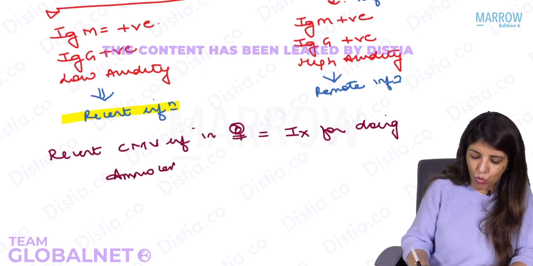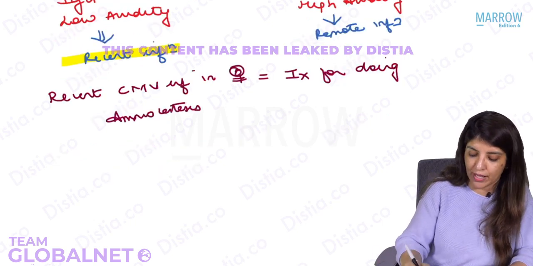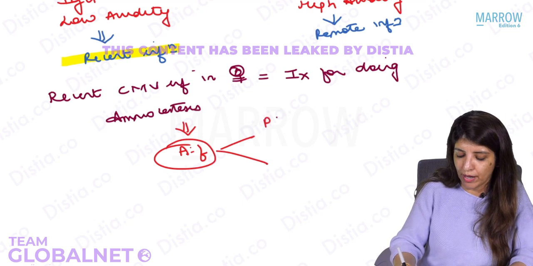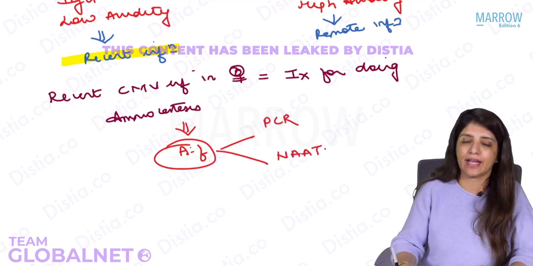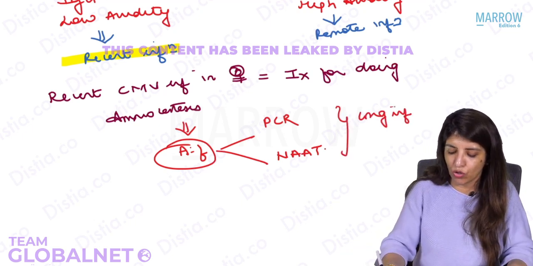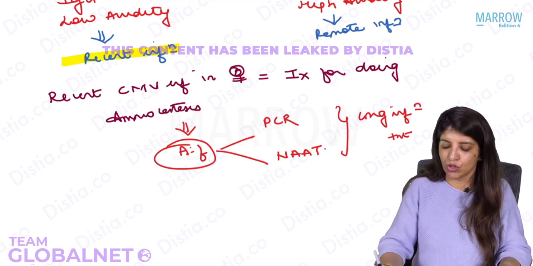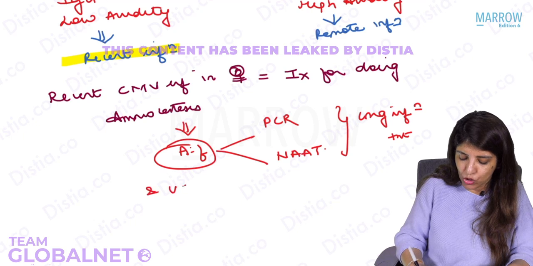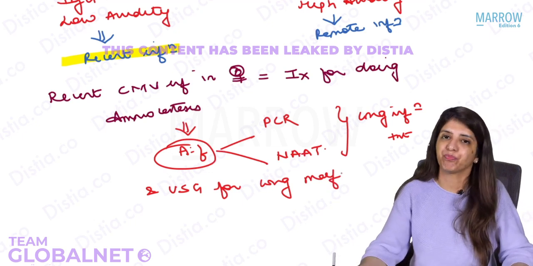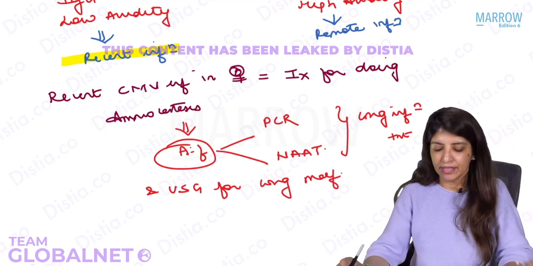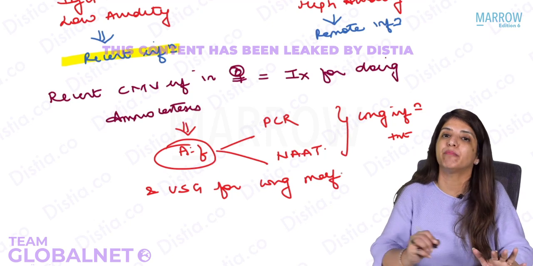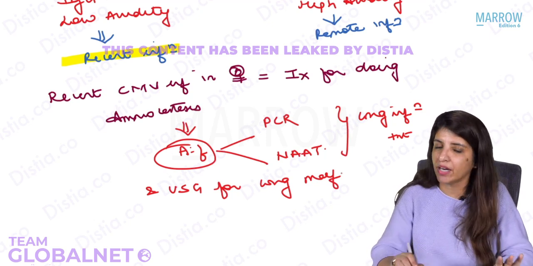amniocentesis. Why am I doing amniocentesis? I take out amniotic fluid, and on this amniotic fluid I am going to do a PCR or a nucleic acid amplification test to know whether congenital infection is present or not, whether the fetus has been infected or not. And simultaneously, I will do an ultrasound for congenital malformations in the fetus. Is this clear to all of you? This is the diagnostic protocol for cytomegalovirus infection during pregnancy. Any confusions over here?